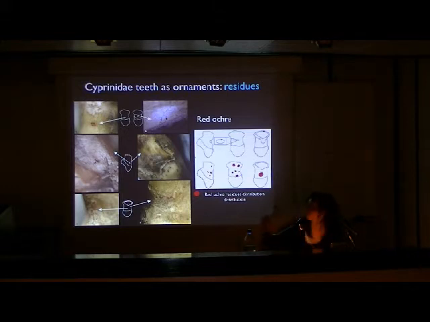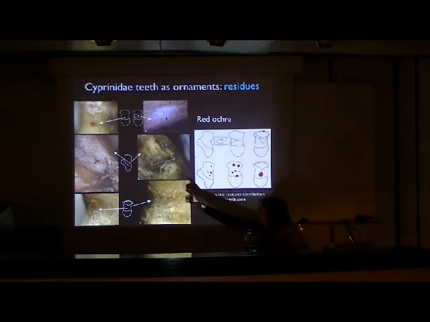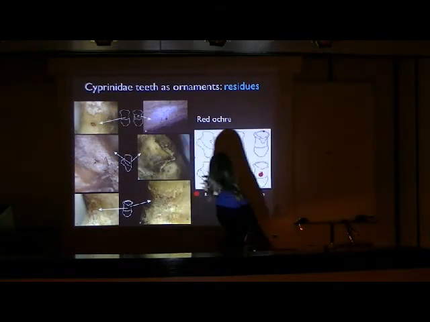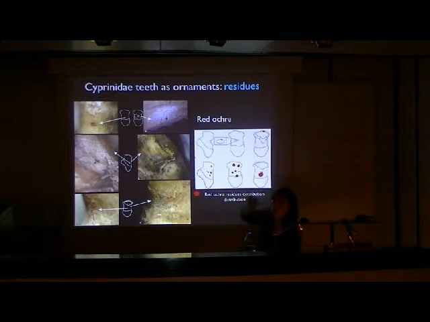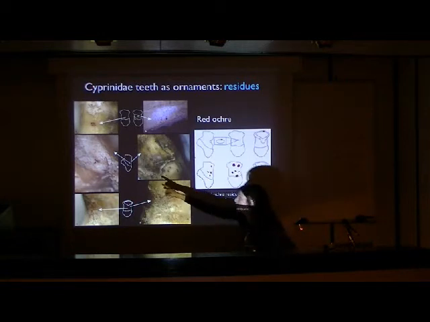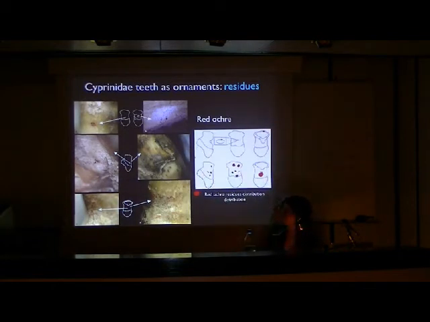So red ochre, here you have the different distribution. It was very interesting to notice that the residues were sometimes alone, for example here on the neck or on the free surface of the teeth, but most of the time they were located in connection to use-wear, there inside the hole with the striations and polish from the surface, and also here on the neck. These striations are due to the use.